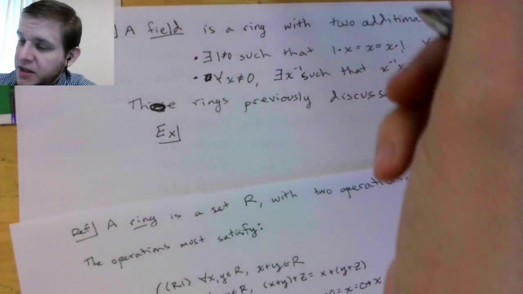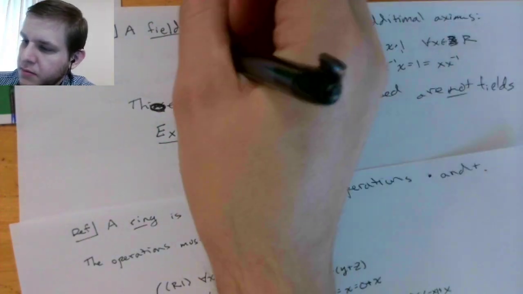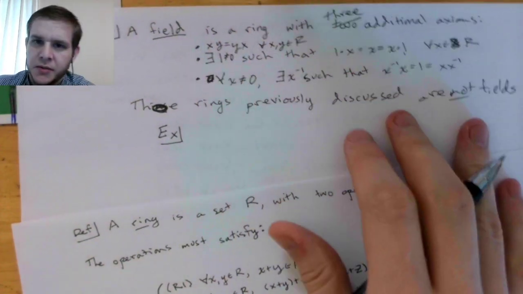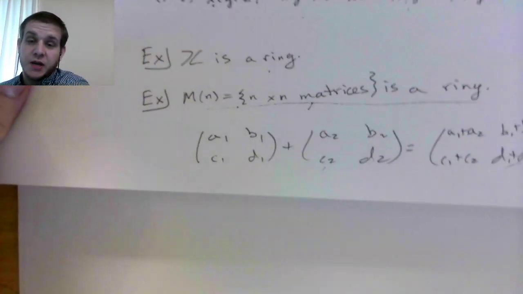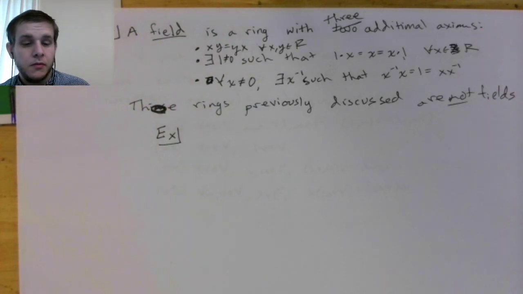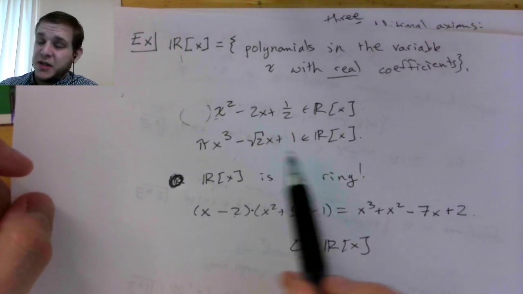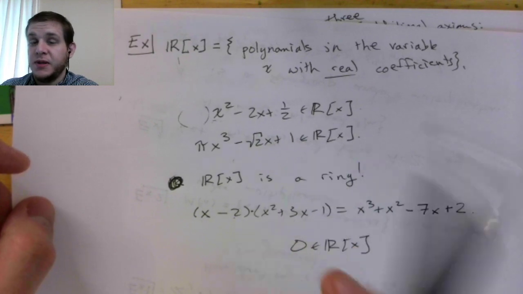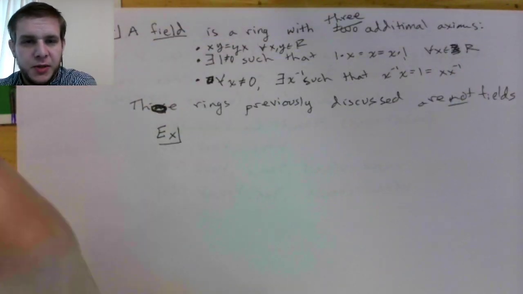Oops, I needed this additional axiom. 3 additional axioms. xy equals yx for every x and y in R. So I need my ring to be abelian for it to be a field, and this one's not abelian. This one's not a field for the same reason that Z is not a field, because I can't divide by polynomials and still be a polynomial. Now, you can define the field of rational functions, but that's not what we're going to be doing here.